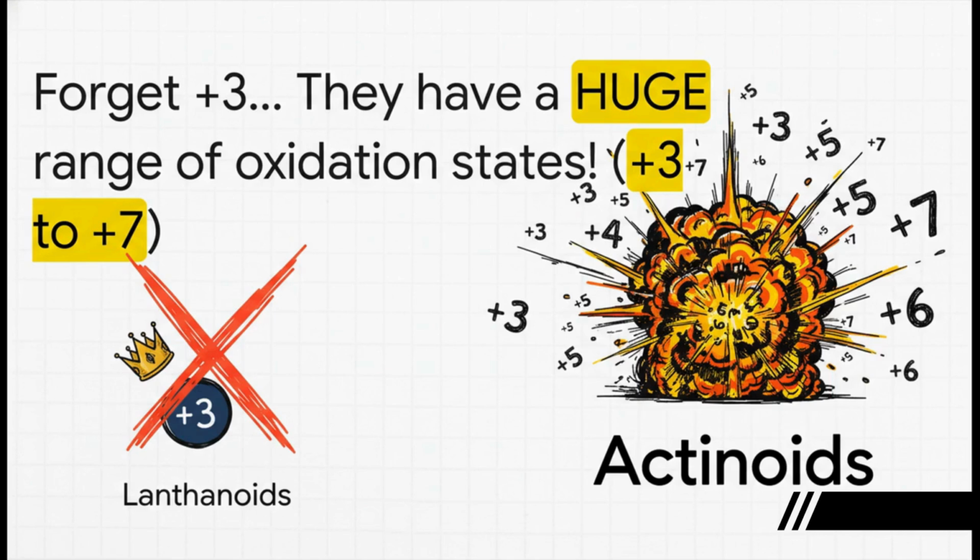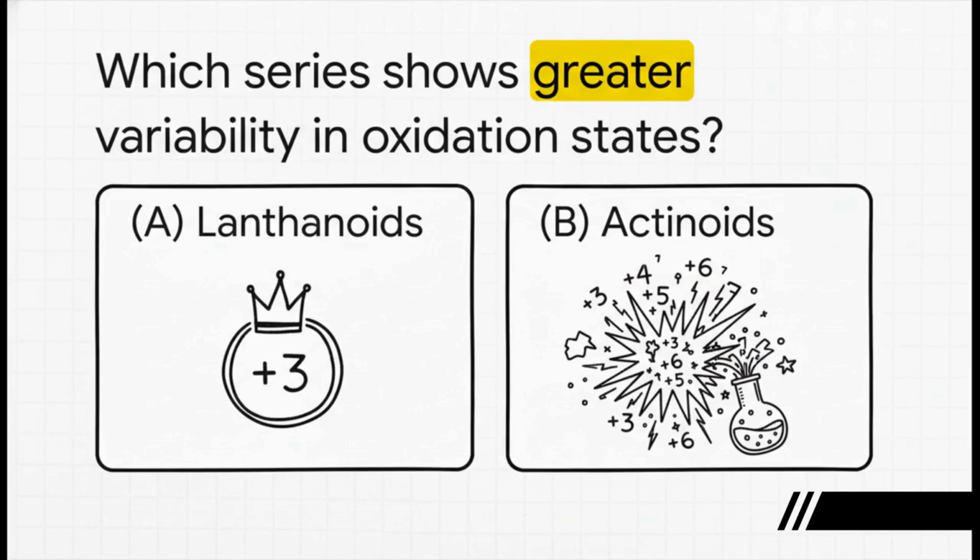All right, another pause and think moment. Why would having more electrons available for bonding make their chemistry so much more complicated? Okay, pop quiz time, super quick. Based on what we just said, which series shows a bigger variety in its oxidation states? Is it A, the lanthanoids, or B, the actinoids? Lock in your answer now.